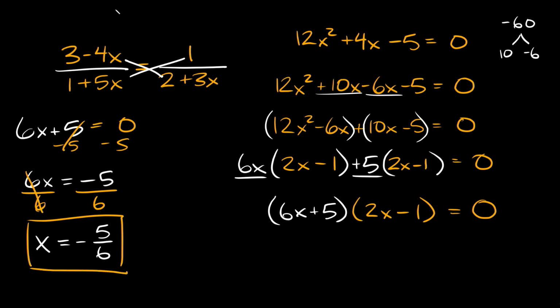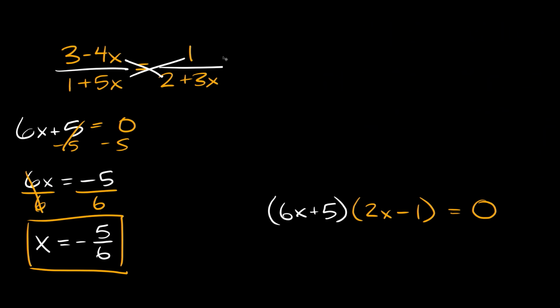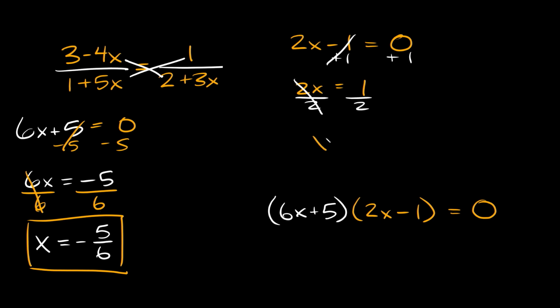Now to find the other solution, again, and I'm going to move all this to make some room, we're just going to take our other factor over here, the 2x minus 1, right? 2x minus 1, and set that one equal to 0 as well. So here we can add 1 to both sides. So here we get that 2x is equal to 1, and then dividing both sides by 2, we get that x is equal to +1/2, right? So there's our second solution.